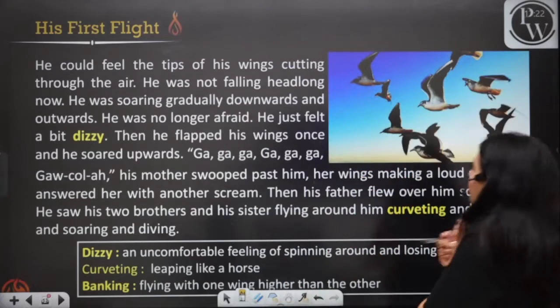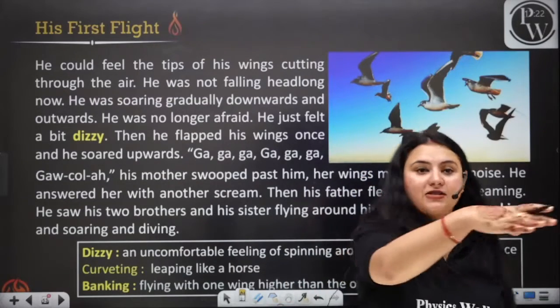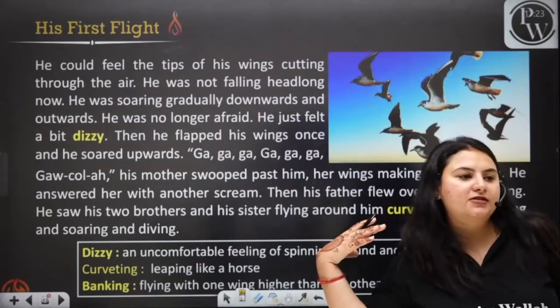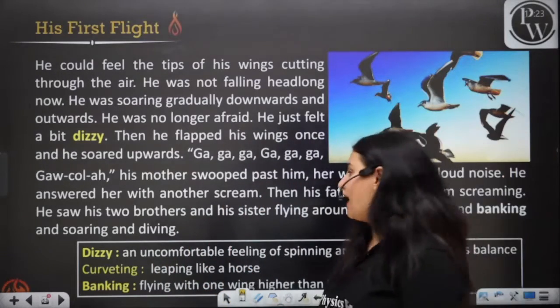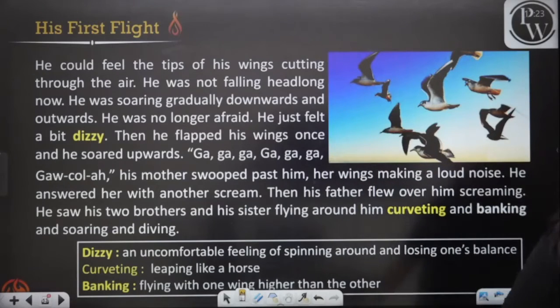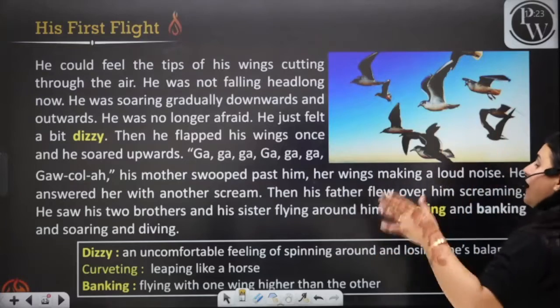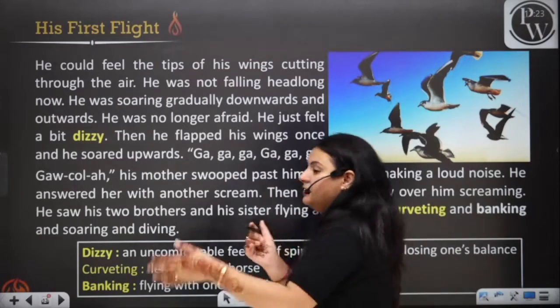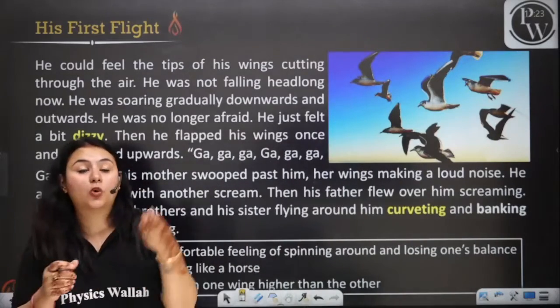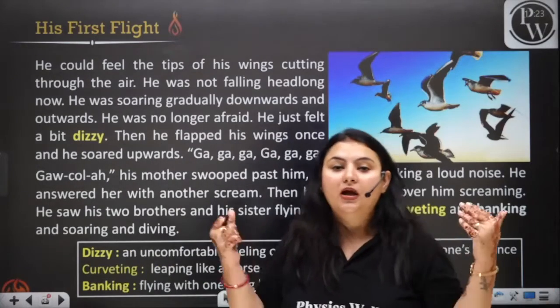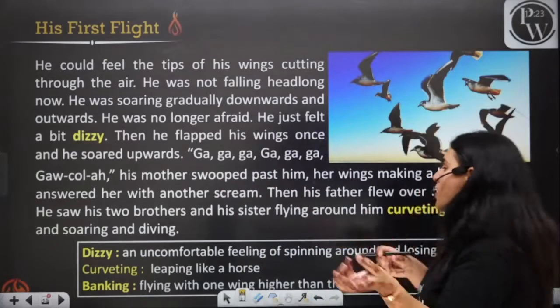His mother swooped past him. Swooped past him means his mother was flying past him like that, her wings making a loud noise. He answered her with another scream. It means that his mother was also very happy, and he also showed his happiness.